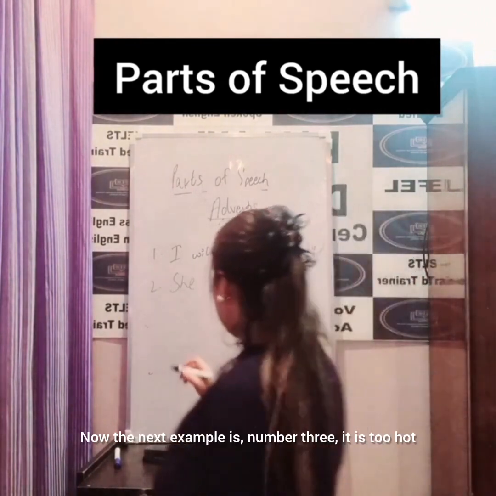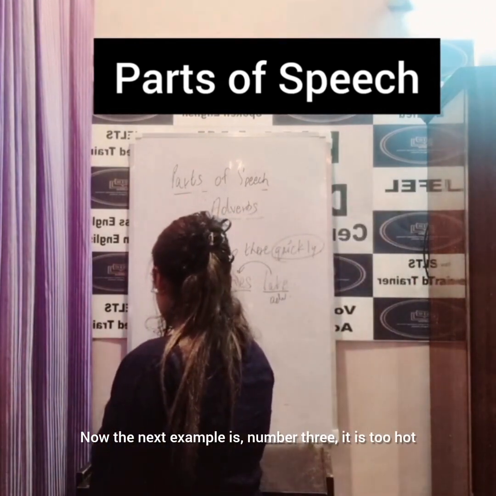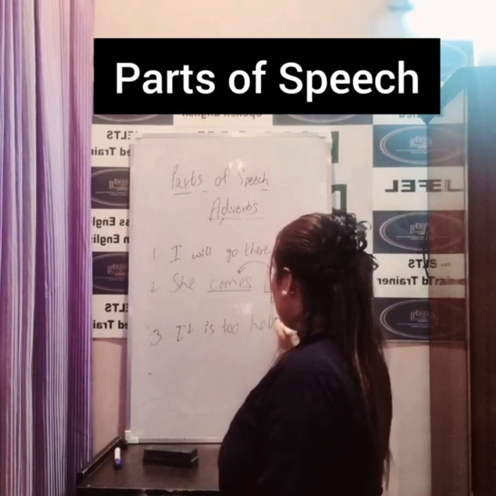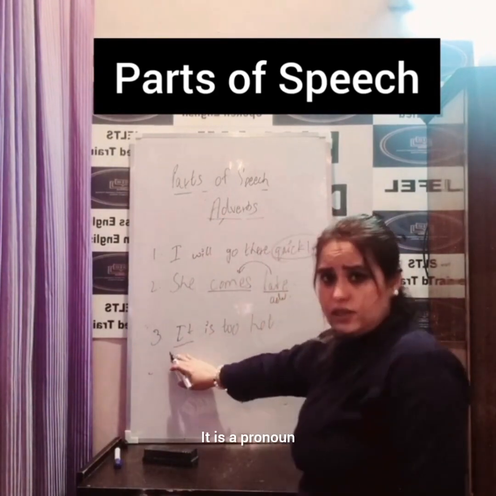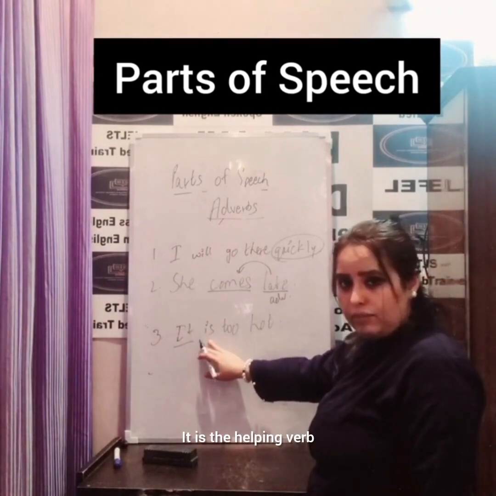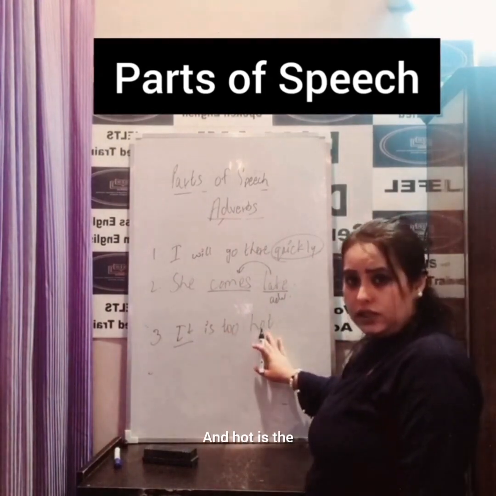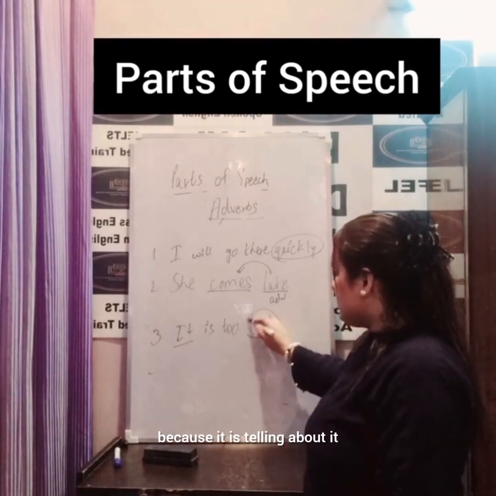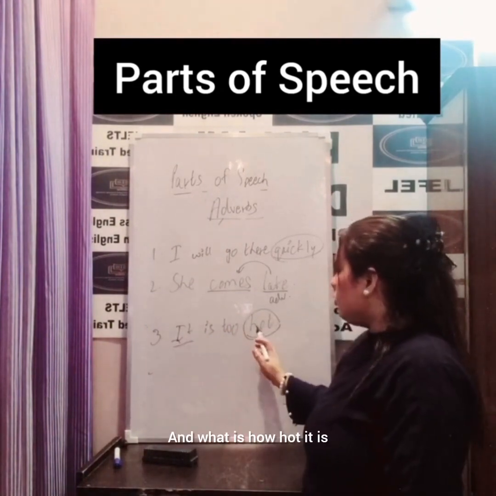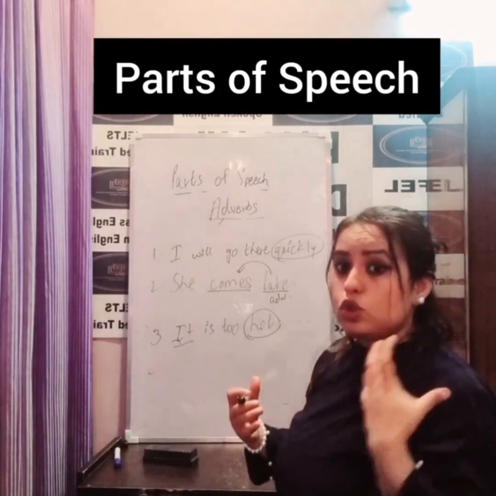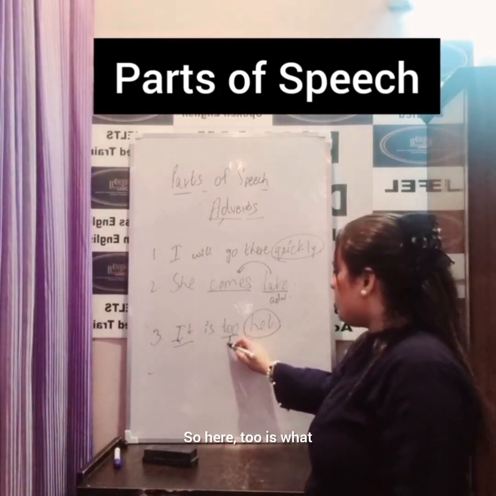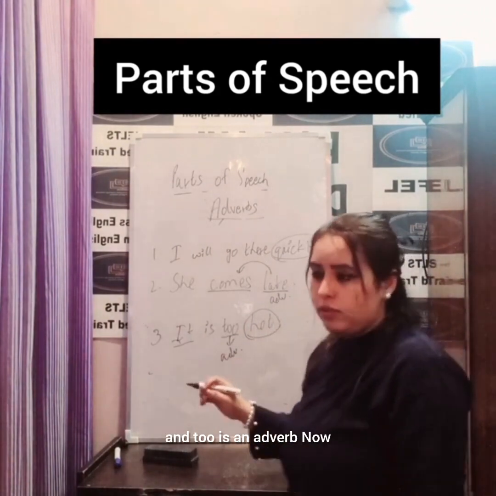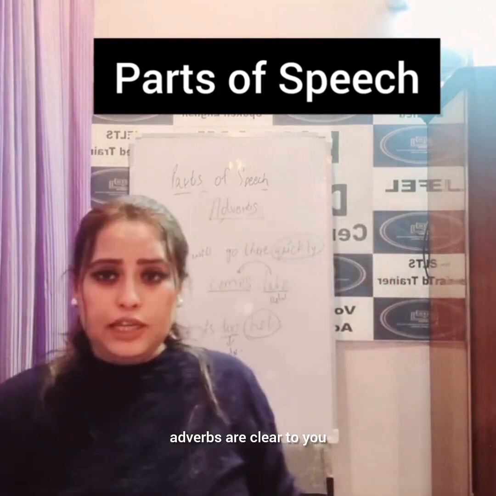Clear? Now the next example is number 3. It is too hot. So here what is it? It is a pronoun. Is is the helping verb. And hot is an adjective over here because it is telling about it. And what is how hot it is? Too hot. So here too is what? Too is an adverb. Hot is the adjective and too is an adverb. Now adverbs are clear to you.